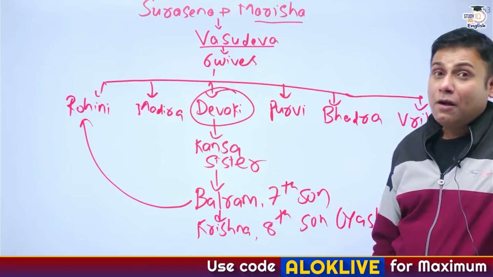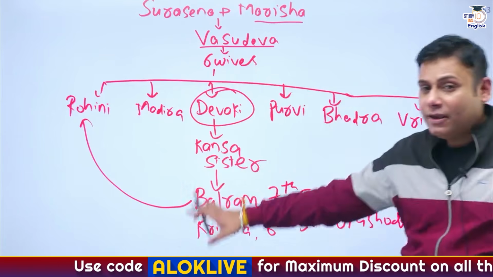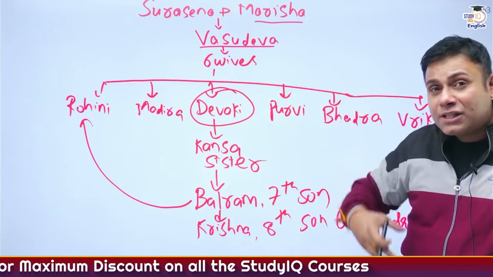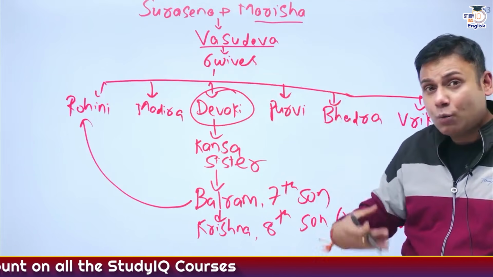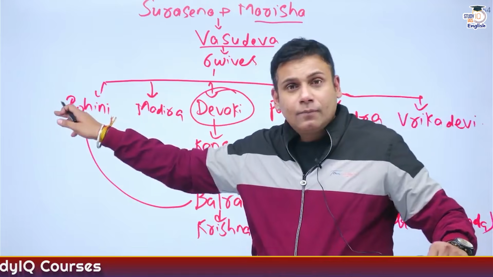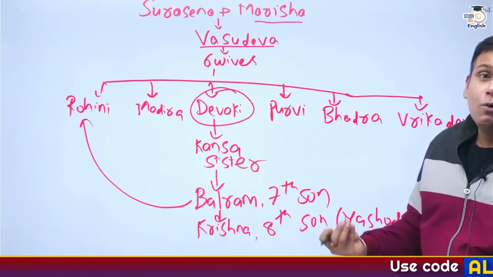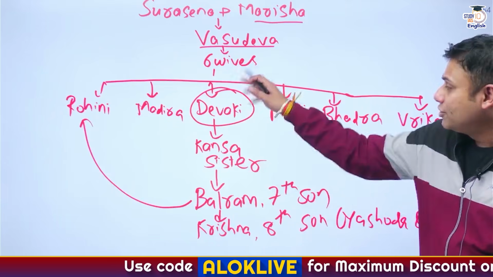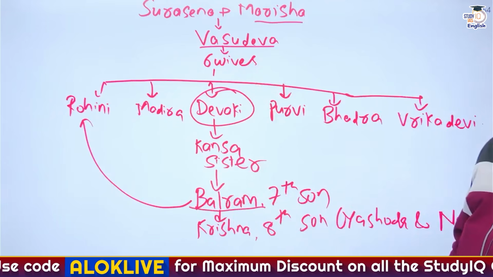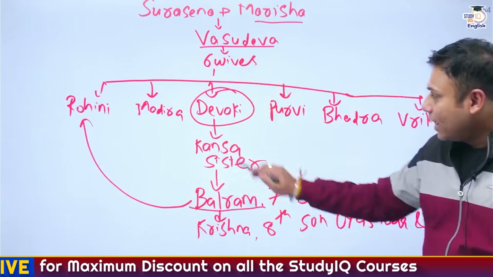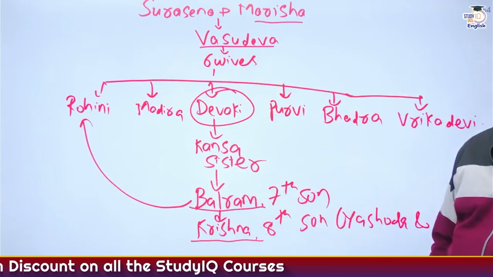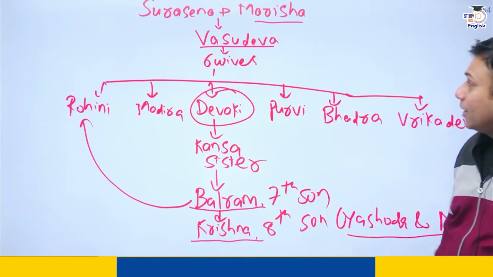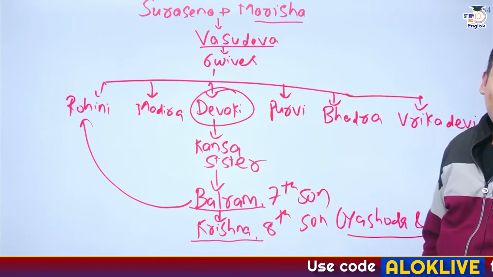Now what happened? For the 7th time, when Devaki ji was pregnant, she transferred her womb to Rohini. And here, with the blessings of whom? Lord Kali. Rohini gave birth to the 7th child, whose name was Balram. And the 8th child, Lord Krishna, when he was born, was given to Yashoda and Nanda. And Krishna killed Kans.